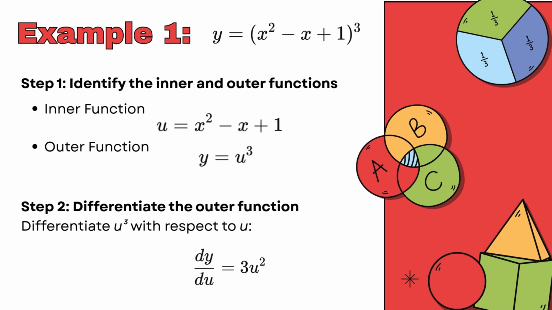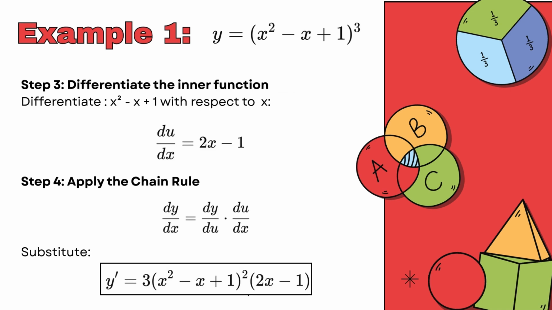Step 1. We identify the inner and outer functions. The inner function is the expression inside the parentheses, which is x squared minus x plus 1. The outer function is raising that entire expression to the third power. Step 2. We take the derivative of the outer function. By using the power rule, the exponent 3 comes down and the power becomes 2. We keep the inside expression unchanged for now.